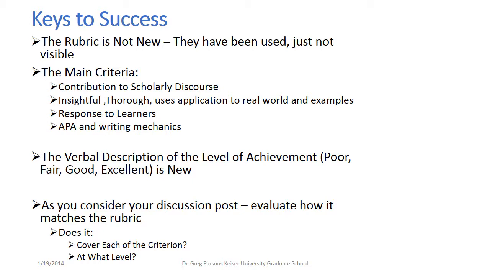The verbal description of the levels of achievement, whether it's poor, fair, good, or excellent, and what is required at each of those levels, now that is something that's new, and that would be the most important thing to pay attention to. So if you're not getting great grades on your discussion post, you should go into the rubric and sort of see, well, what am I not doing that the professor wants me to do?